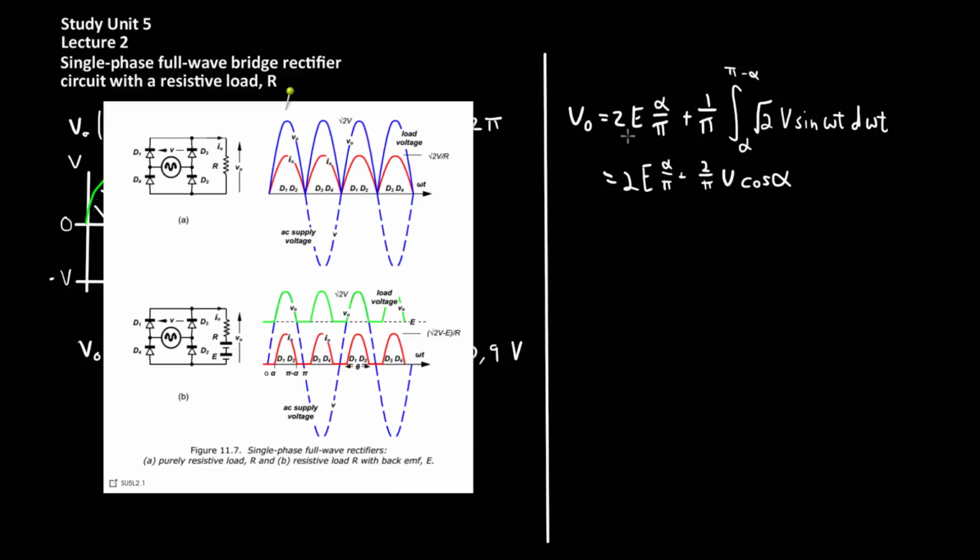So the output voltage now has a component due to the EMF plus a component due to the alternating sine wave through the resistor. So the output voltage is given by some DC offset, 2E alpha over pi, plus the expected periodic component of the converter. The only real difference here with the half-wave case is that now there is an additional pulse of energy, or rather pulse of current, flowing through the resistor during the negative part of the AC cycle.